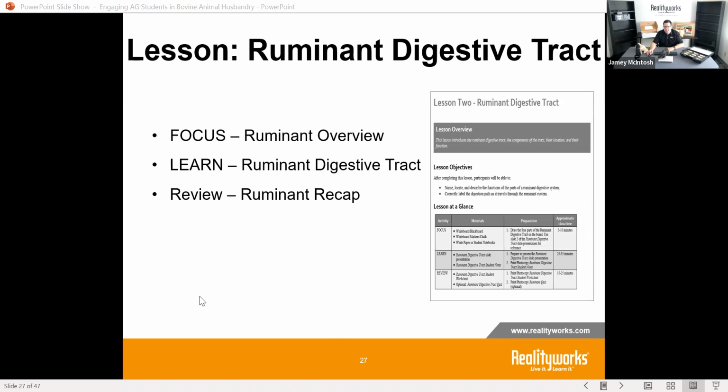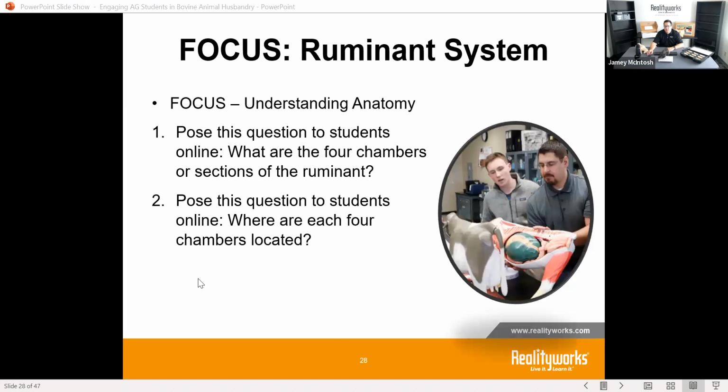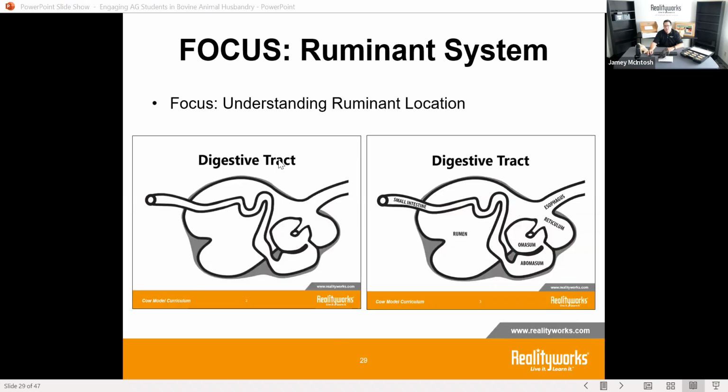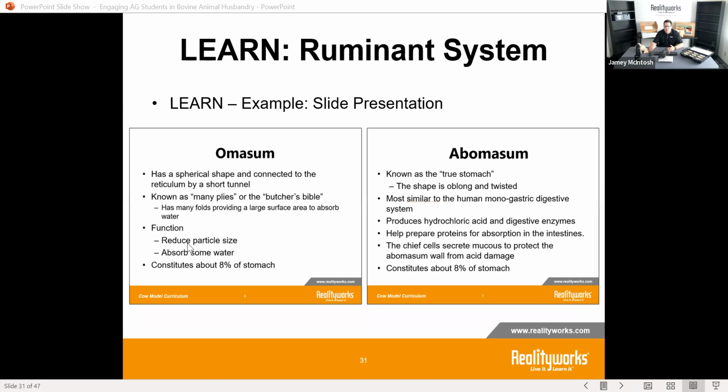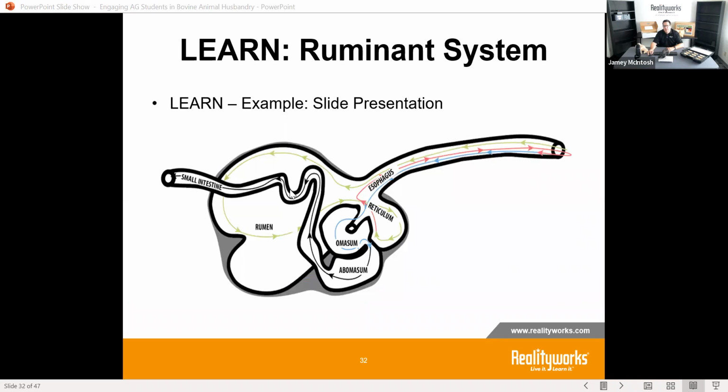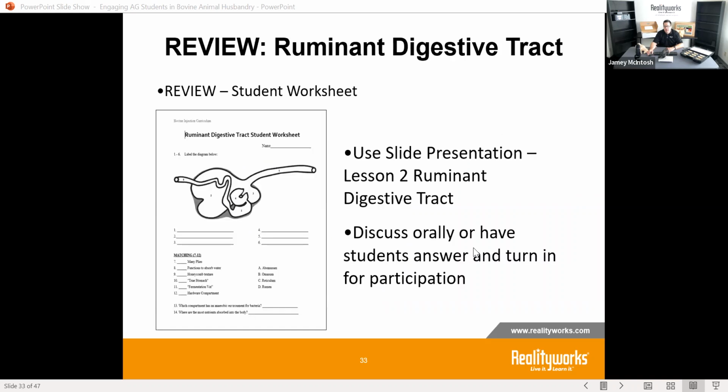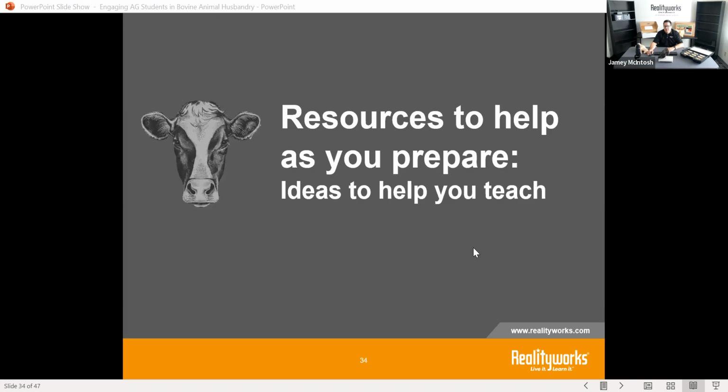So, for example, we have a lesson on just the ruminant and what is included there. So, understanding what is all involved in the digestive tract. So the four chambers of the stomach, what each one does, talking about the importance and the features of each part, being able to understand how it all works together and what is happening in the digestive system. Okay, working with different types of activities there as well.